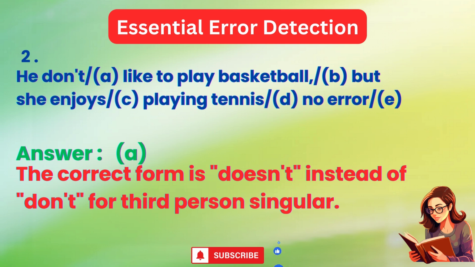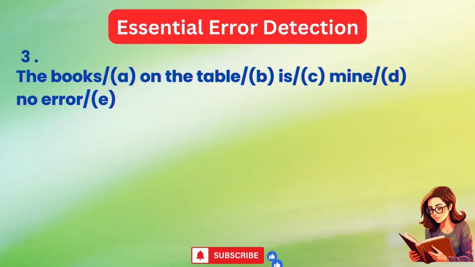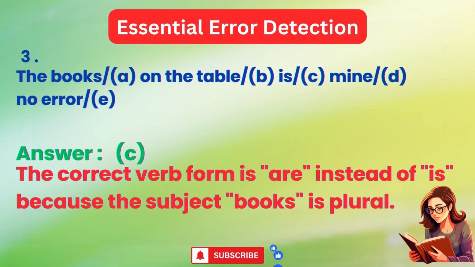Number 3. The books A. on the table B. is C. mine. D. No error. E. Answer: C. The correct verb form is are instead of is because the subject, books, is plural.